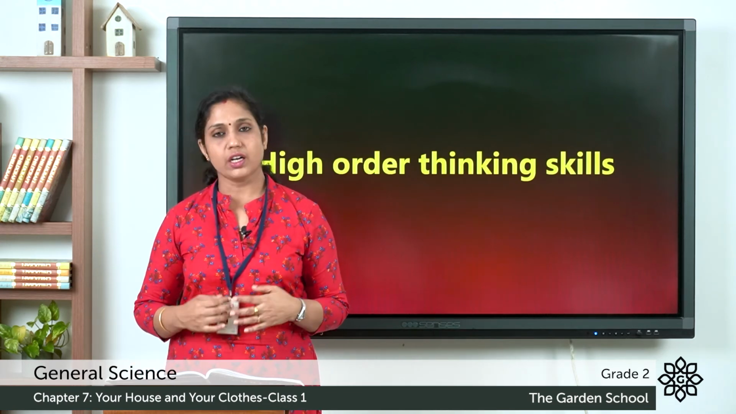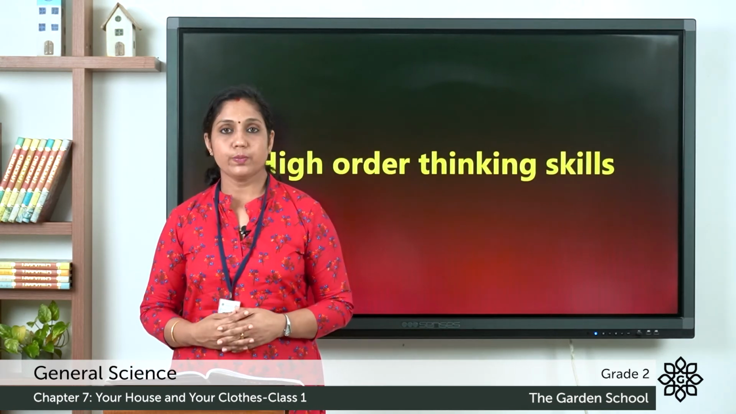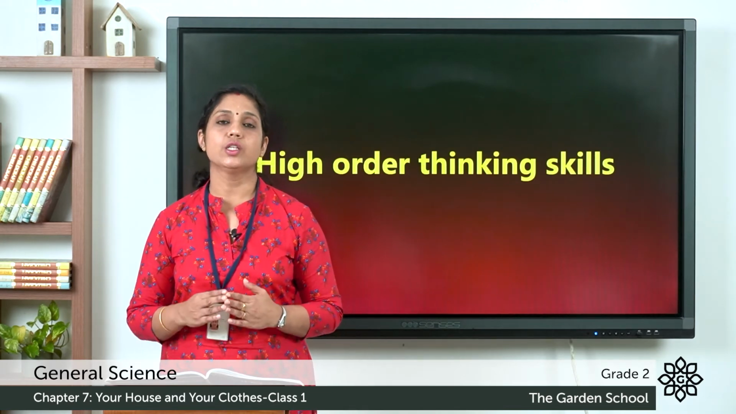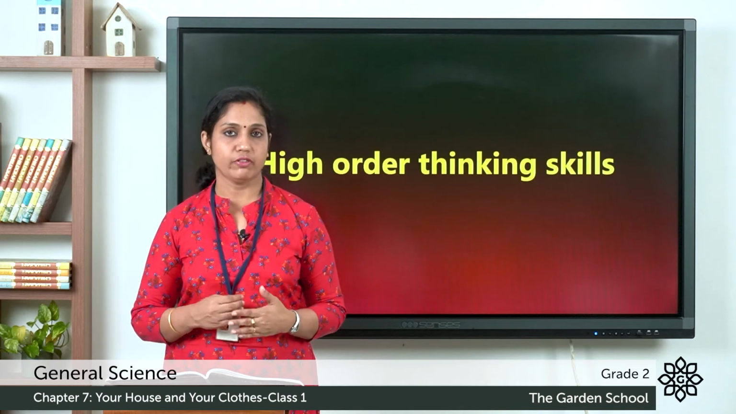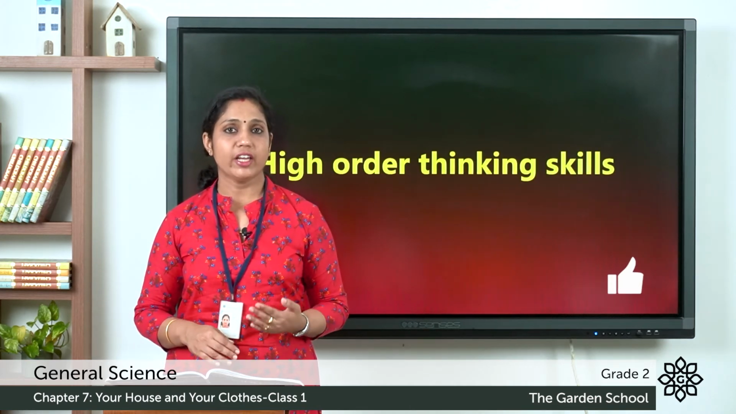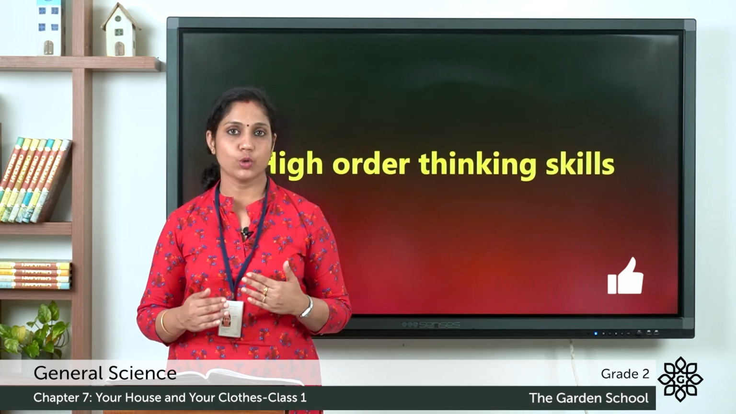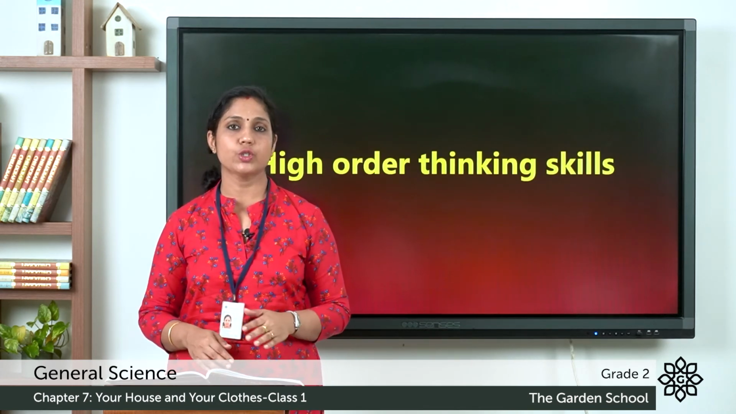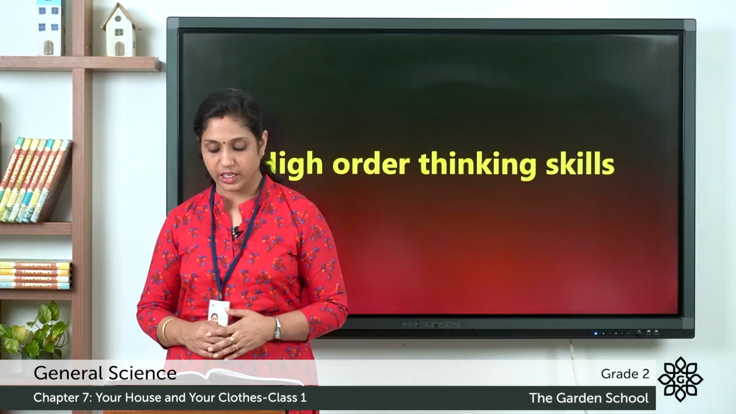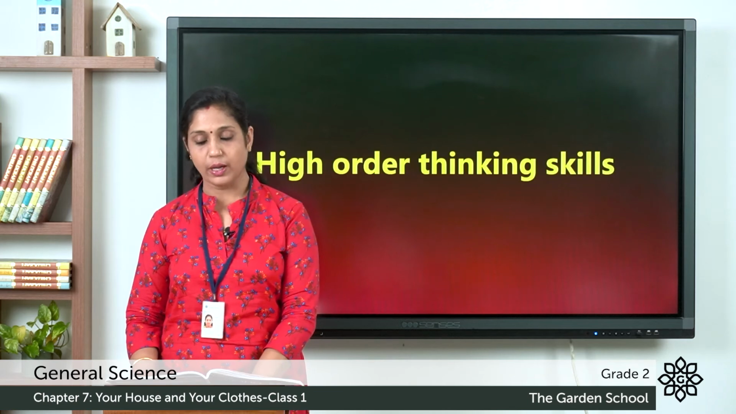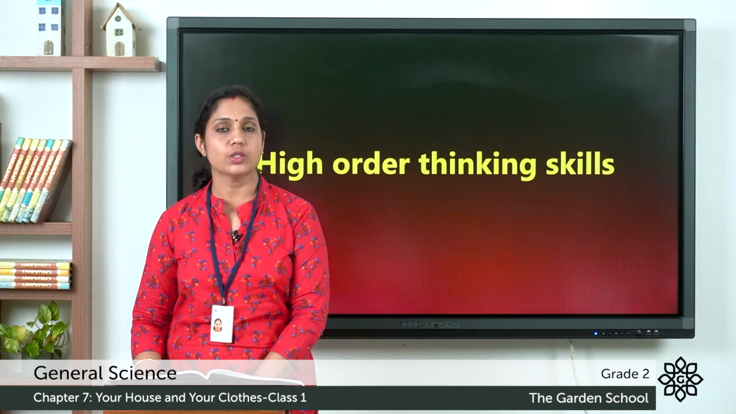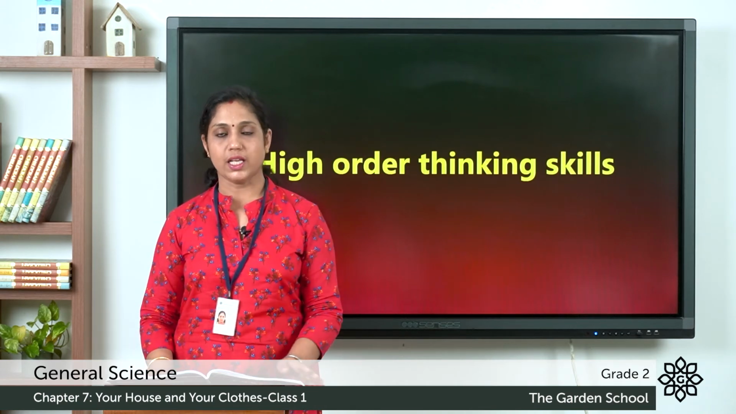Think and answer orally. Why do places that get heavy rains have houses with sloping roofs? We learnt about the different types of roofs, sloping roof and flat roof. Places which are having heavy rains, the sloping roofs help the water to slide off easily, so they make sloping roofs. The second question, a raincoat is made of plastic. Explain why. Plastic doesn't hold water, so a raincoat is made of plastic.